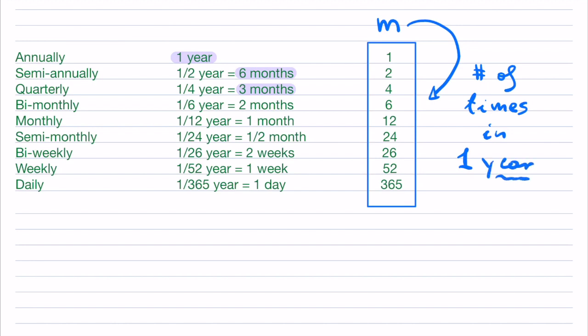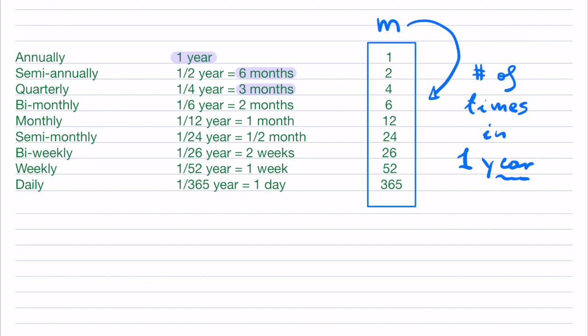So annually, of course, it's only once per year. Semi-annually would be twice per year. Quarterly would be 4 times per year, and so on. Now, daily, even if it is a leap year, you still only compound 365 times. Okay, so that's what we would have.